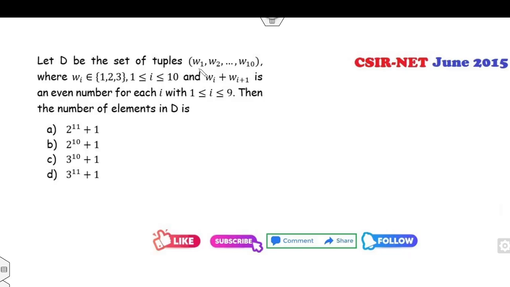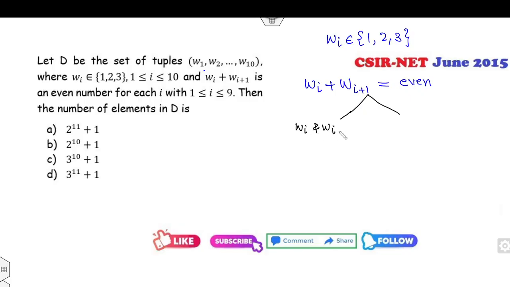Let capital D be a set of all tuples Wi such that Wi is 1, 2 or 3. The only 3 choices are there, such that Wi plus 1 is an even number. That is the only restriction given to you. Then your target is to find the cardinality of the set of tuples. When the sum is even, you have two cases. First, both are even numbers. Or both are odd numbers. Because if both are odd, then the sum will be even.